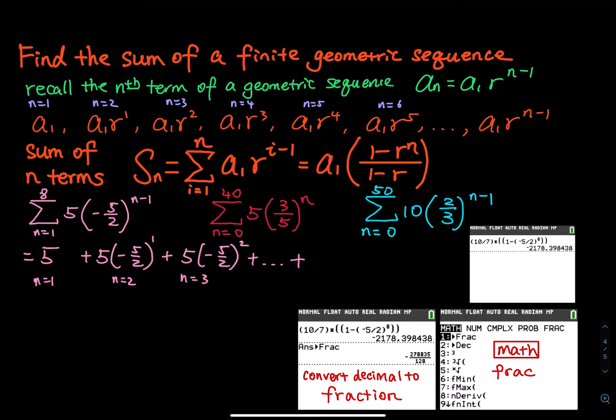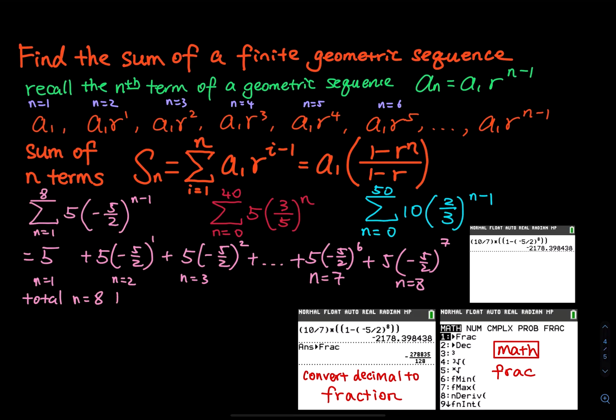So all the way to the 8th term. When n is equal to 7, 5, negative 5 over 2, 7 minus 1 is 6. And for n equals 8, this is negative 5 over 2, and 1 less than that is 7. So we go from 1 to n, and the total is n equals 8 terms. And then what is the common ratio? The common ratio is r equals negative 5 over 2, and the first term is equal to 5.